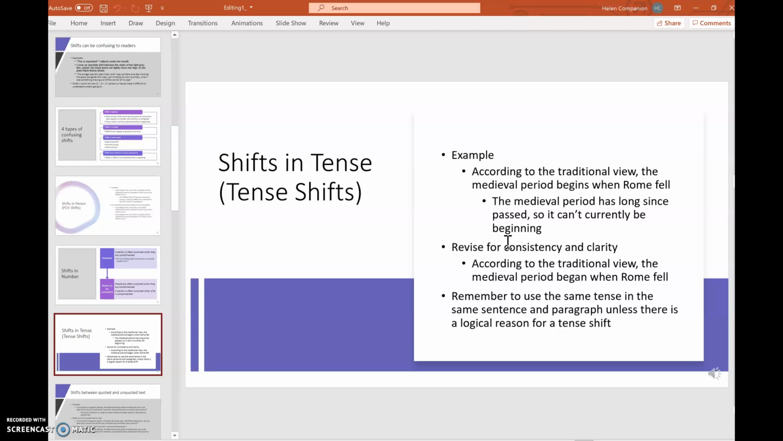Remember to use the same tense in the sentence and paragraph unless there is a logical reason for the tense shift. So if you choose present tense, try to stick with it unless there's a good reason to switch. If you choose past tense, stick with it unless there's a good reason.